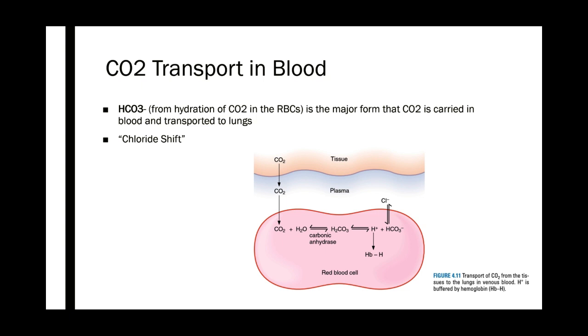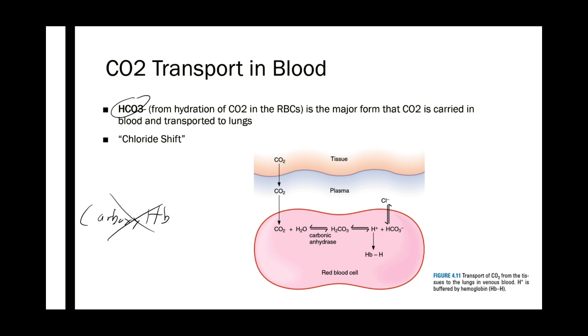CO2 transport in blood is different. Some people think oxyhemoglobin is the most common for oxygen, and carboxyhemoglobin is the most common transport mechanism for CO2. That is not true. It's like less than 5%, I think. The vast majority, around 90% or more of CO2, is transported in the blood in the form of bicarbonate.